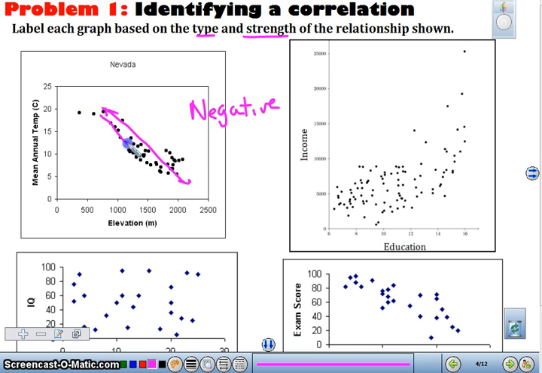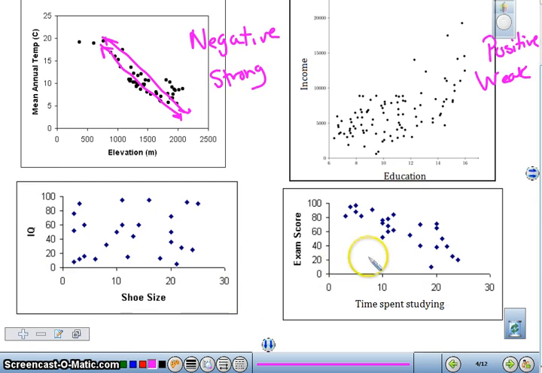And usually you want to probably have your line in the middle of your data, so that first line of mine wasn't the best, but it's a little harder writing on the tablet. The strength would probably be strong for this one. Here, it kind of looks like it's positive, like it's starting to go up, but it's not very strong, so we're going to call this one positive, and it would be weak. Take a look at the bottom too. Think about shoe size and your IQ. Really, no relationship, right? No correlation.